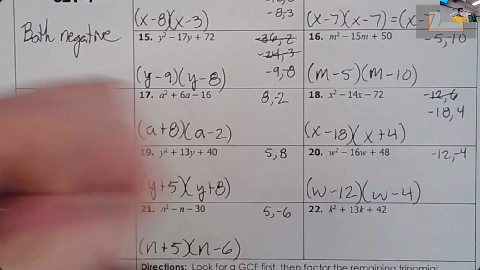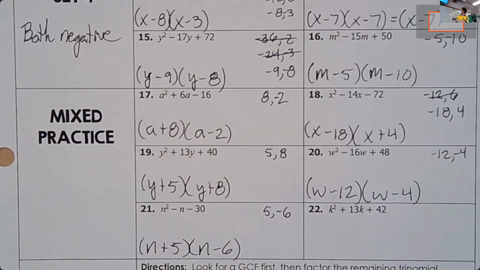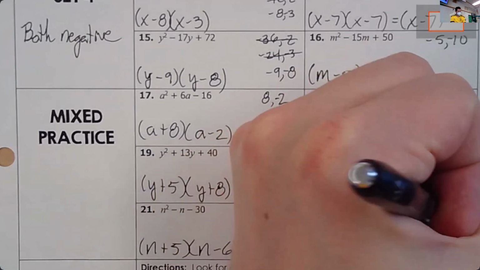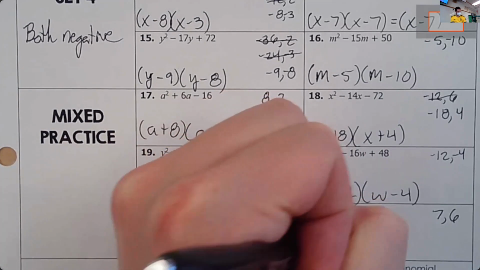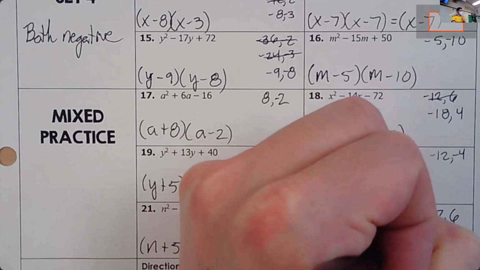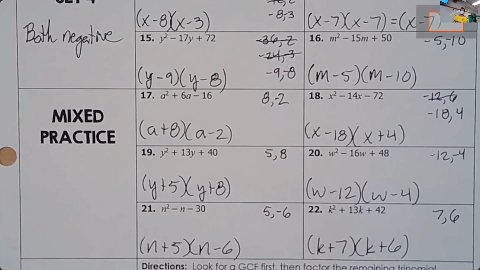Great. Last one from the mixed practice, and then we'll do some GCF examples as well. Okay, both positive. So we need both positive numbers, factors of 42 that add up to 13. What two numbers can you think of that multiply to equal 42? 7 and 6. 7 times 6 is 42. 7 plus 6, 13. Nice. These are both positive this time, so k plus 7 times k plus 6. All right. So that's how we work on those.